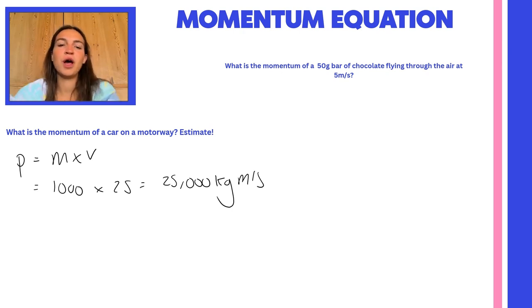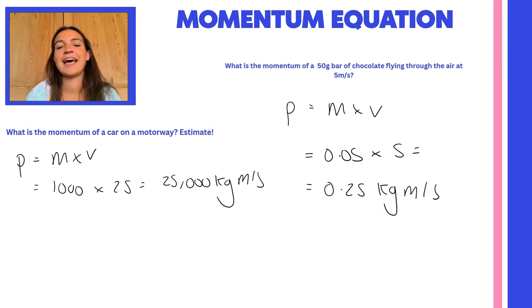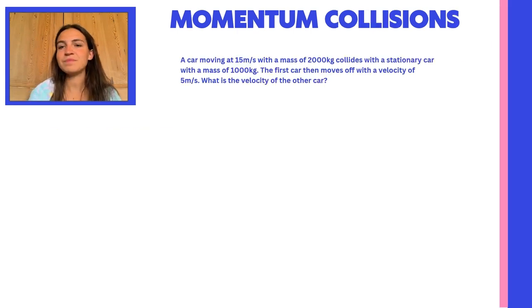Okay, next example. What is the momentum of a 50-gram bar of chocolate flying through the air at 5 meters per second? I'm using the same equation here, and the only thing I need to be careful of is that my mass, as always, should be in kilograms. First, I convert that 50 into kilograms by dividing by 1,000, 0.05, multiplied by 5, the velocity, and that gives me 0.25 kilogram meters per second.